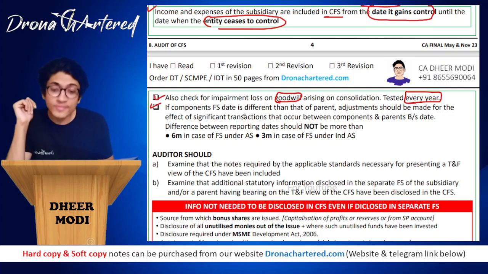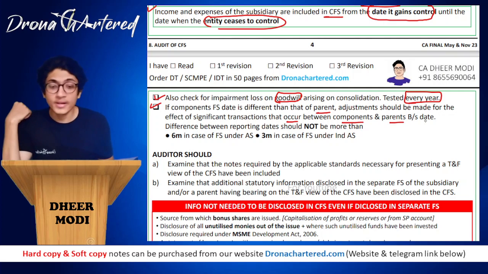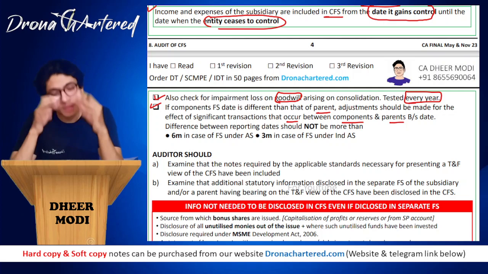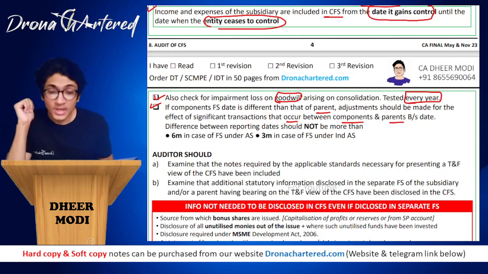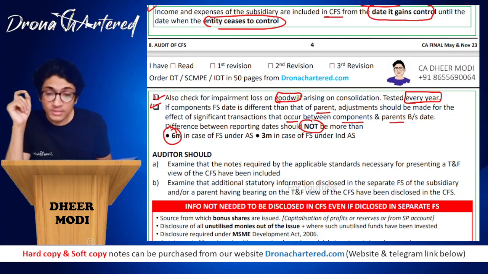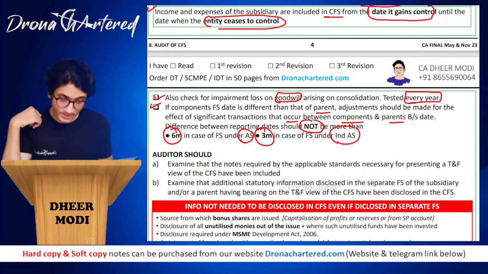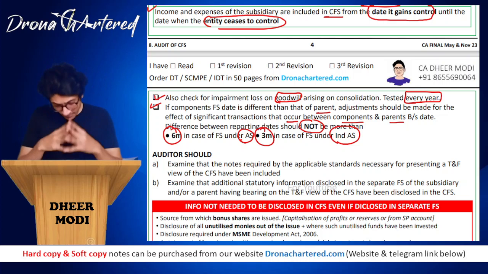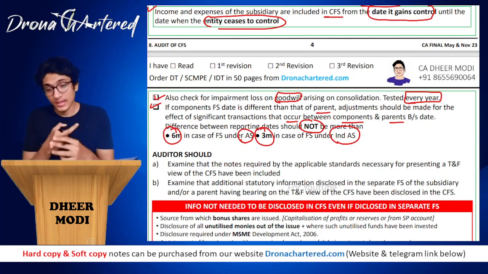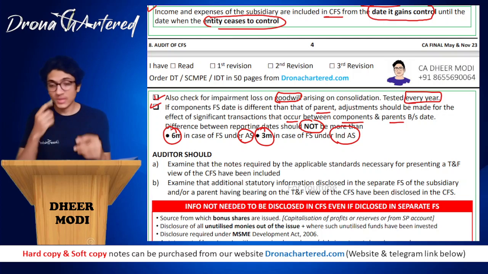Next point, if the component's financial statement date is different from that of the parent, in such a case, adjustment should be made for the effect of significant transactions that occur between the component's and parent's balance sheet dates. So any significant transaction that has occurred between them, that adjustment will have to be made. Difference between reporting dates should not be more than 6 months in case of financial statements under AS and 3 months under Ind AS. That means if the reporting dates are different, it can be maximum 6 months apart in case of AS and maximum 3 months apart in case of Ind AS.